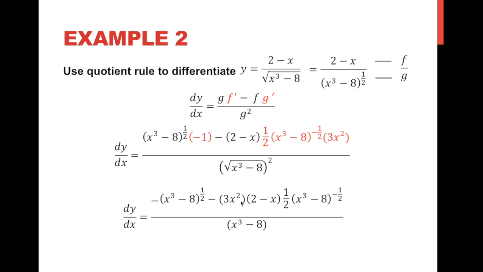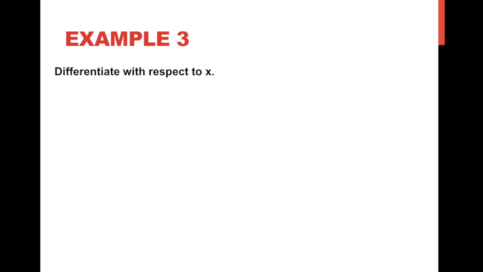All right, or 3x squared times 2 minus x times 1 half, x cubed minus 8 to the power of negative half, all over x cubed minus 8, because we can cancel out here the square root and the power of 2. Now let's try answering example number 3.